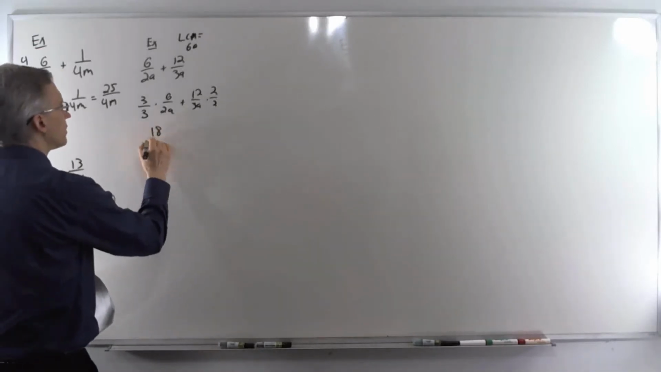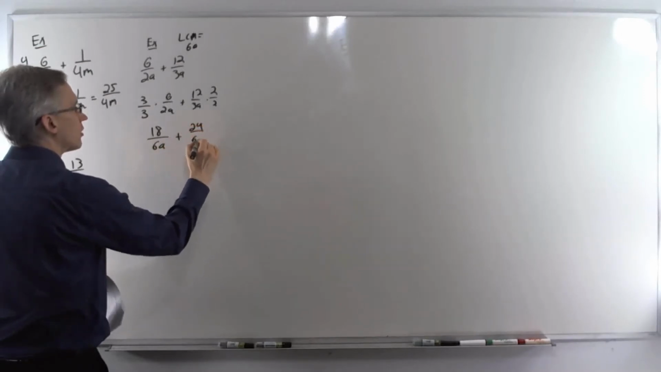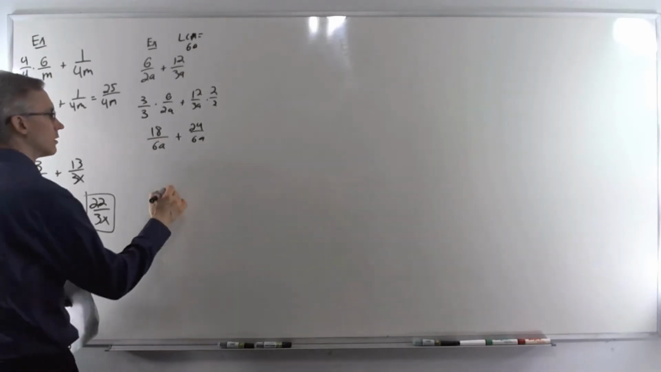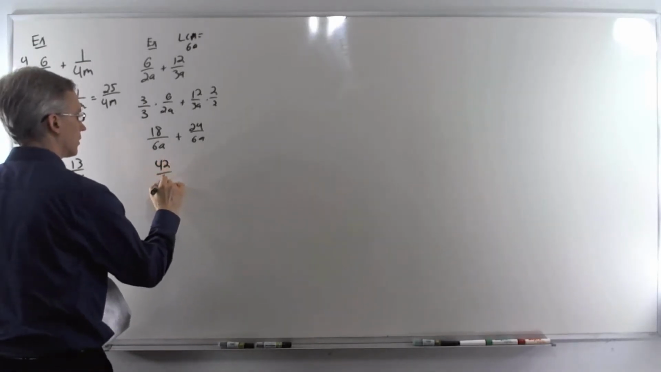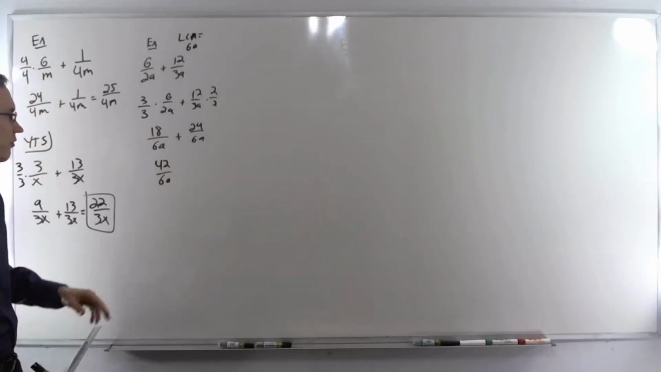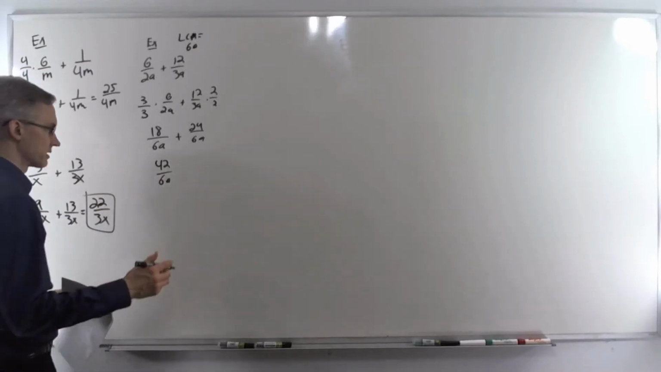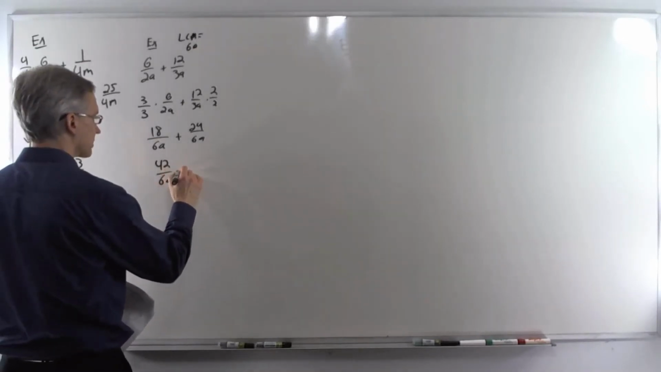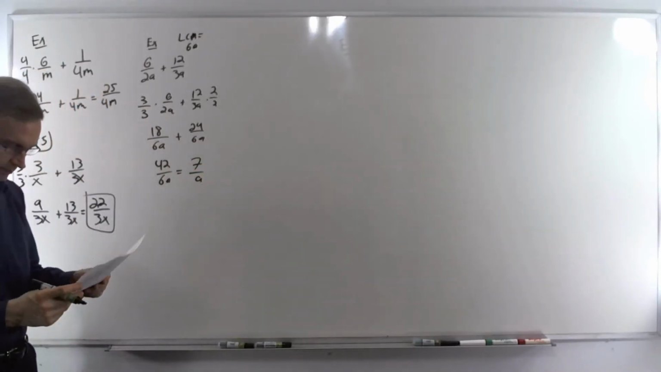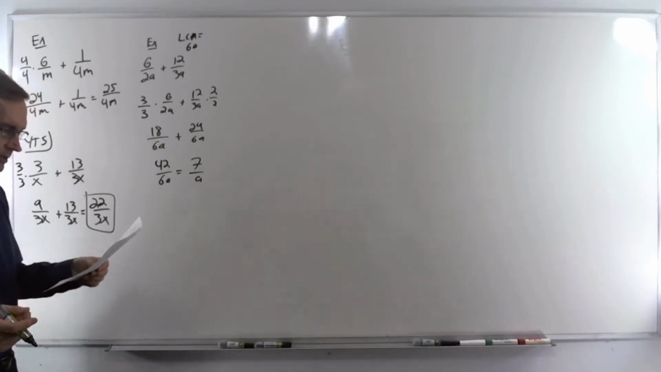So we got 18 over 6a plus 24 over 6a. Combine those and we got 42 over 6a. Now 42 and 6, they both have a common factor of 6. So we'll divide the top and bottom by 6 to get 7 over a. And that is the fully simplified result. Your turn, number 6.